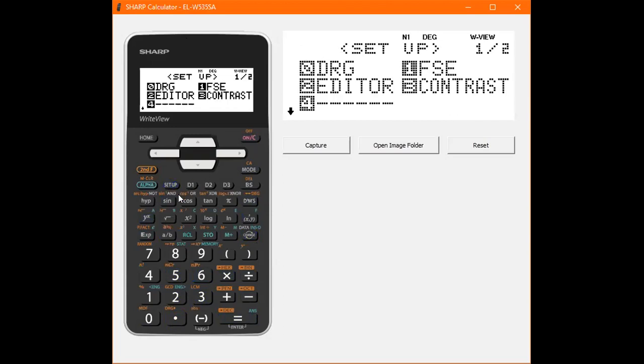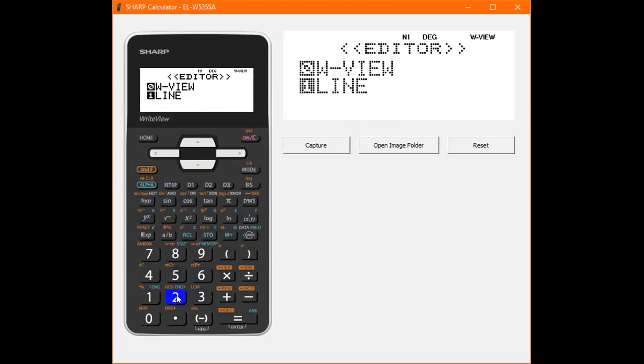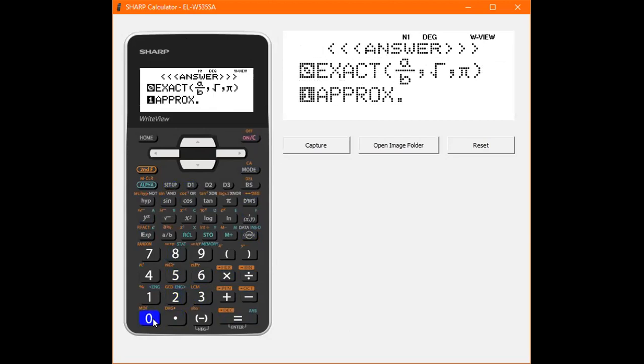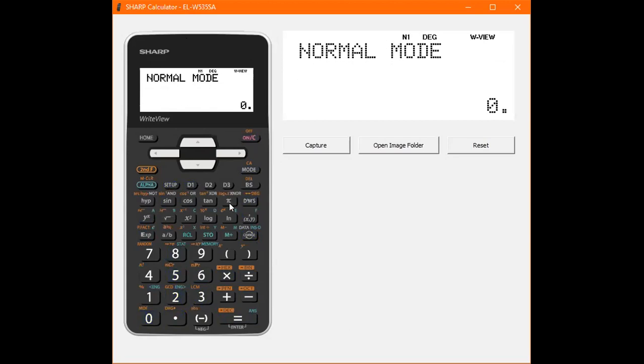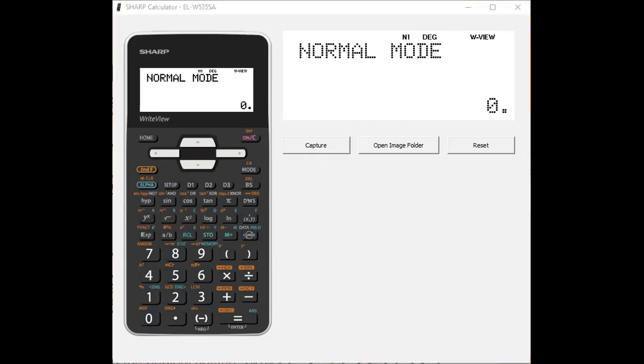I'm going to change it back now. So Setup, 2 for editor, 0 for right view, and 0 for exact. Just because otherwise it will confuse you when I do other examples just now.